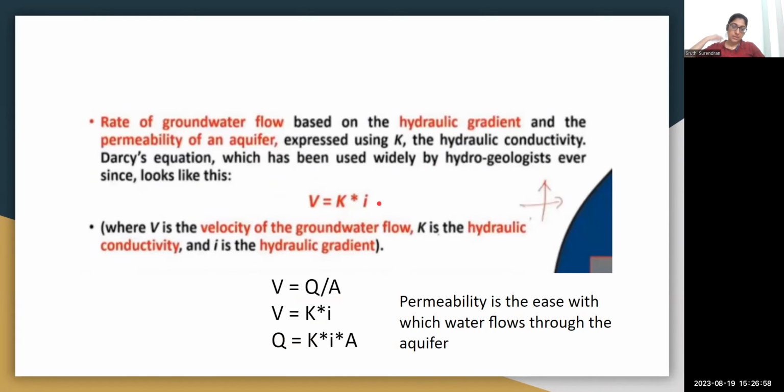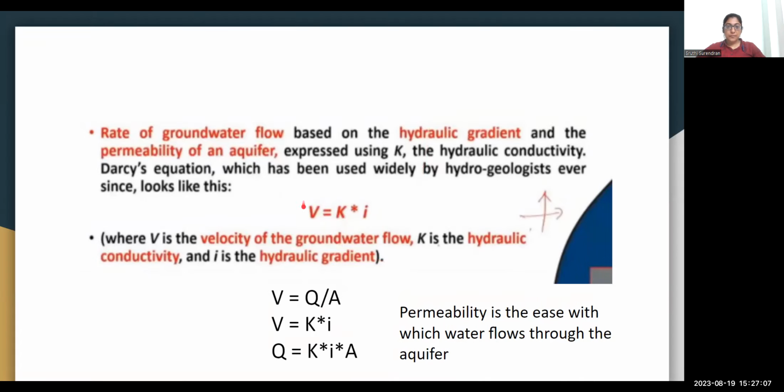Darcy's equation is given by V = K × I, or it is also given by Q = K × I × A. So V here indicates the velocity of the flow of groundwater. The capital K here indicates hydraulic conductivity. Hydraulic conductivity is how the permeability of an aquifer is expressed. Permeability is the ease with which water will flow through the aquifer. So how easily water can flow through the aquifer is given by the property called permeability.